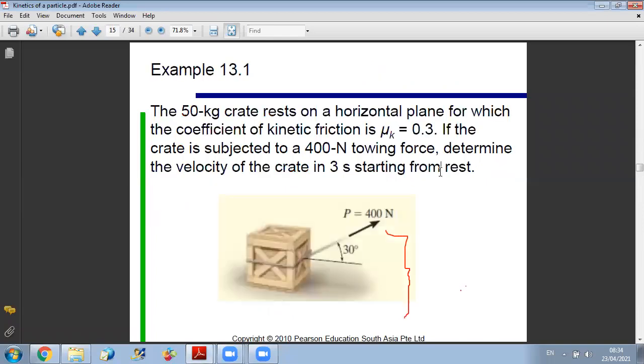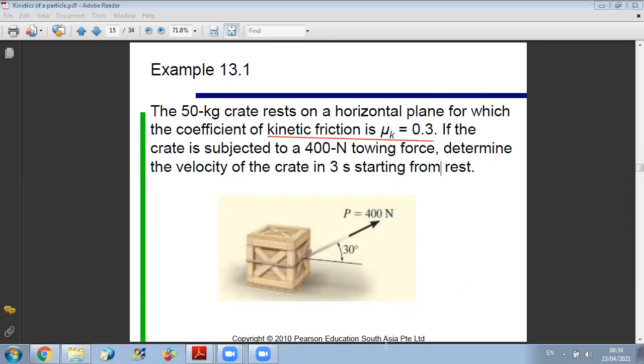Let us do a small problem to practice about this. The 50-kilogram crate rests on a horizontal plane for which the coefficient of kinetic friction is mu k equals 0.3. If the crate is subjected to a 400 Newton towing force, determine the velocity of the crate in 3 seconds starting from rest. First, I will introduce what is kinetic friction and static friction.